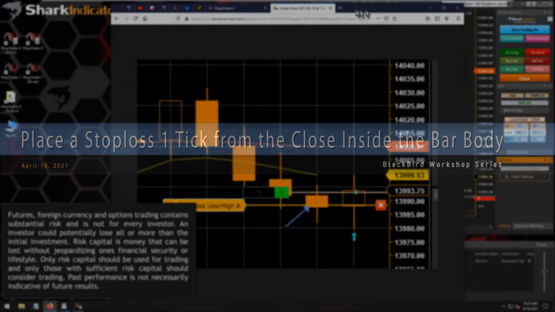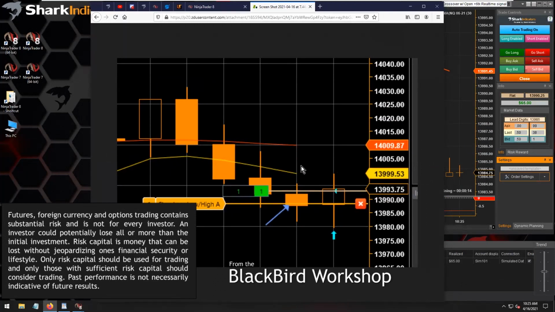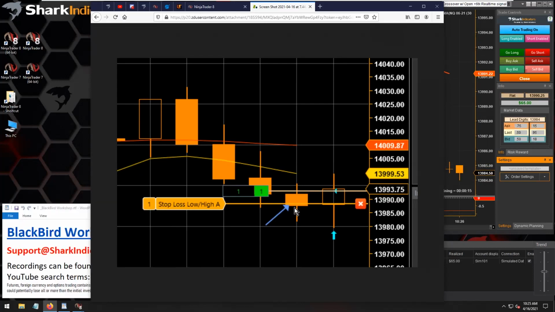All right, so here is George's question. He sent in a screenshot to illustrate. Based on the closing price of the bar, we can see a little arrow here. This is a down bar, so obviously the close is down at the bottom. He wants to set the stop loss one tick inside the body of the bar. So if it's a down bar, it's going to be one tick above the close.